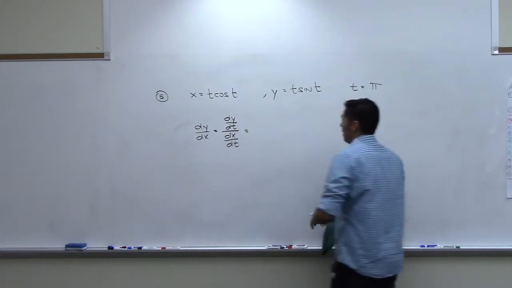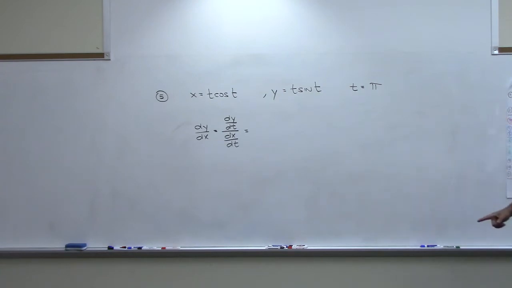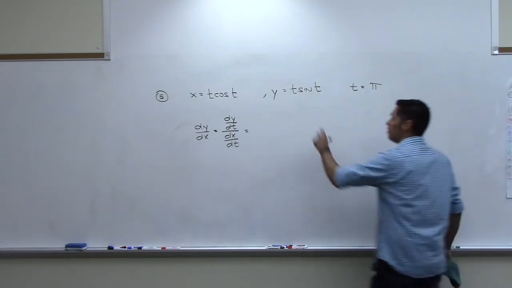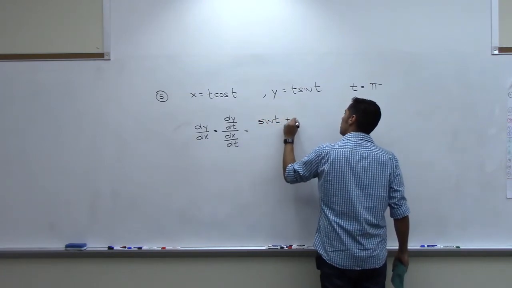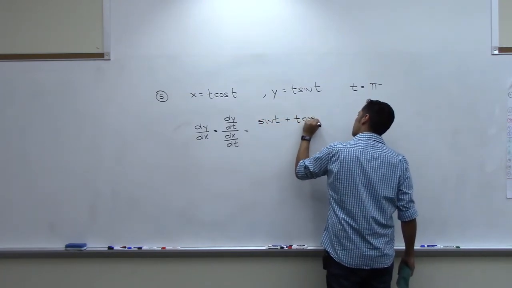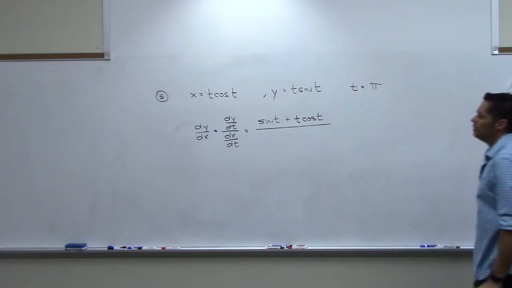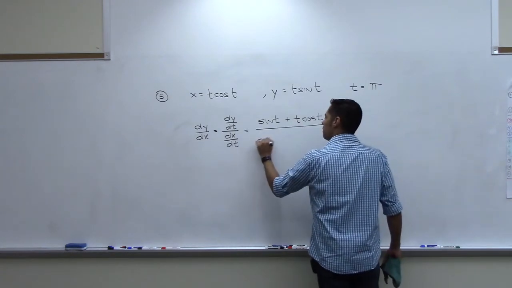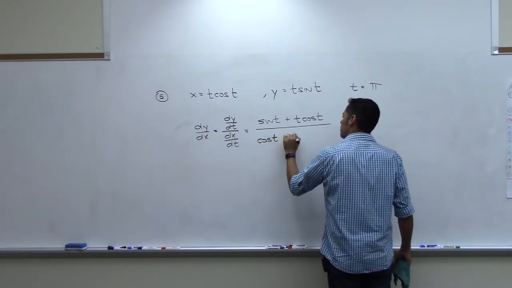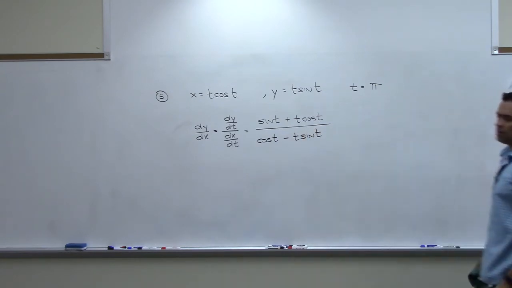which is, now we have to take the derivative of the y first, product rule, right? So sine t plus t cosine t is the derivative of the top. Y'all agree? Derivative of the bottom is cosine t minus t sine t. So we had to do 2 product rules there.